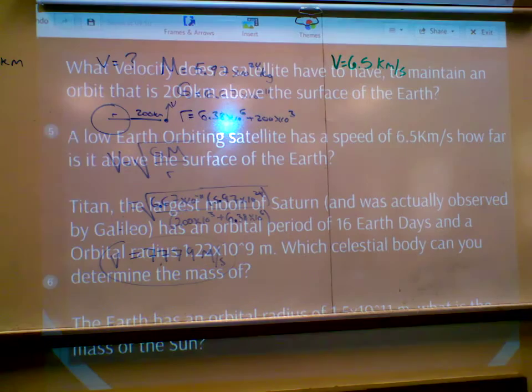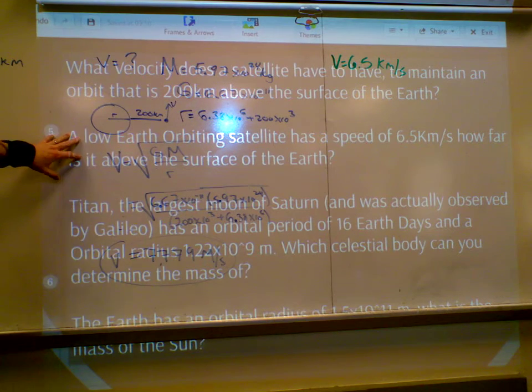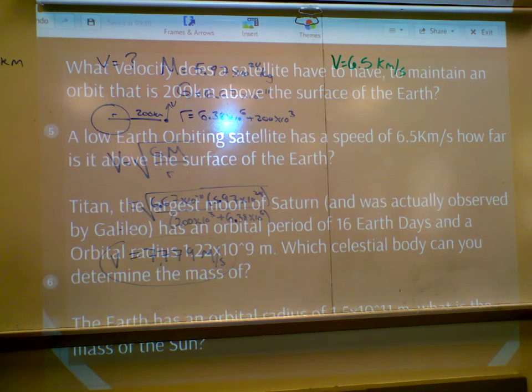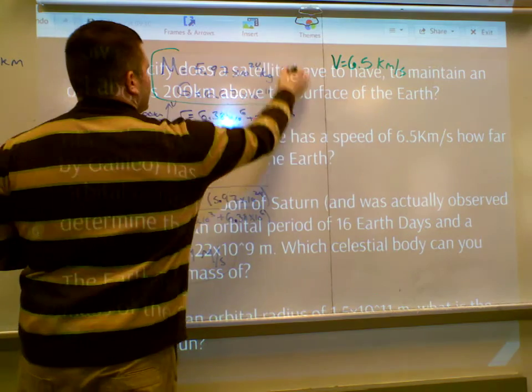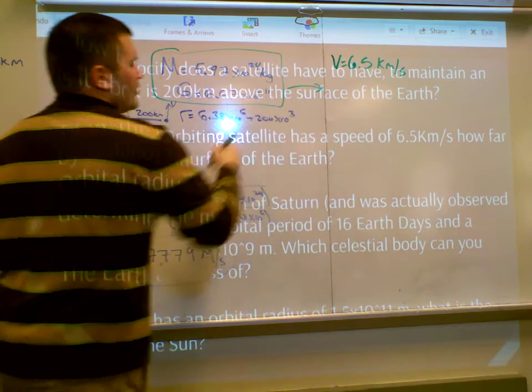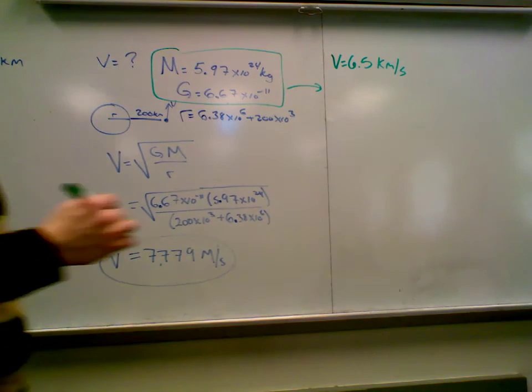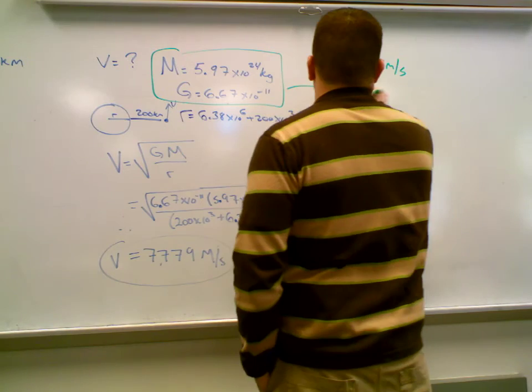The only difference is we're saying a low Earth satellite has this velocity. What's its radius? How high is it from the surface of the Earth? Pretty high. Everything else here is the same. These two things, Rex, are still the same. We're trying to find the radius, the R, so we don't know the radius.